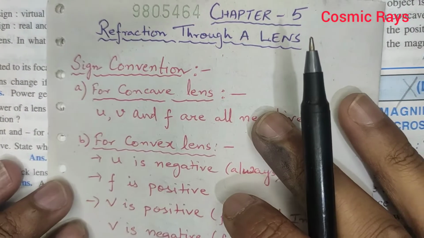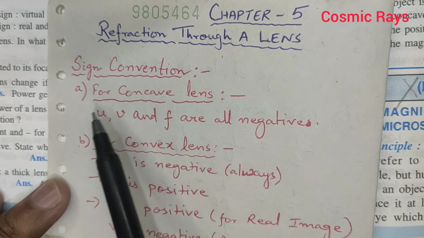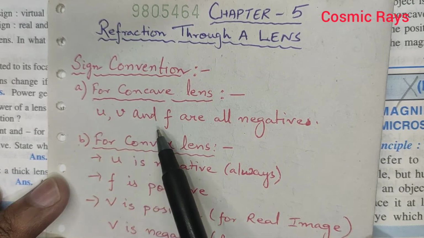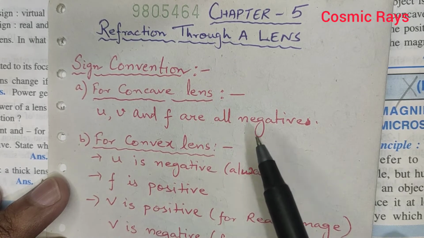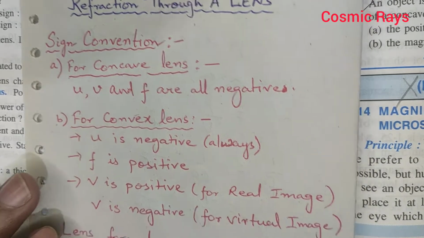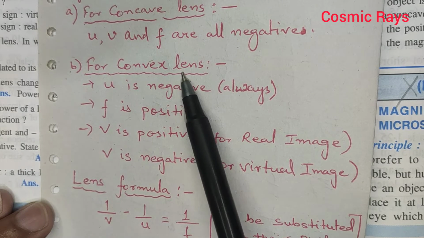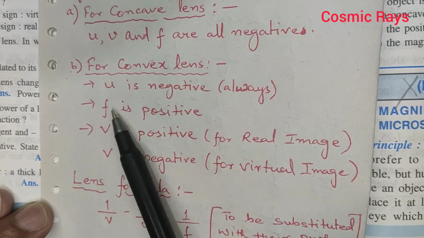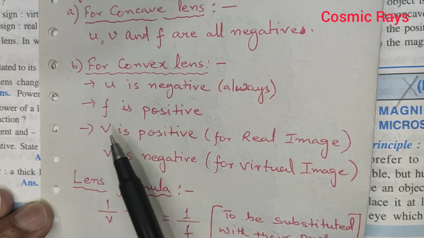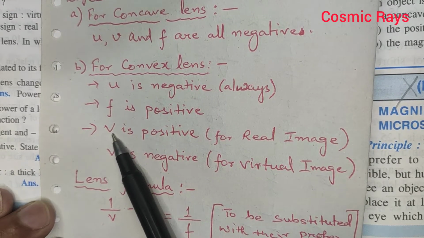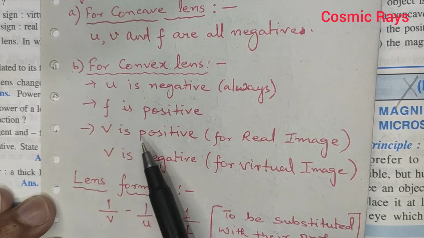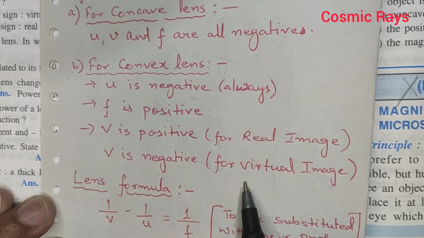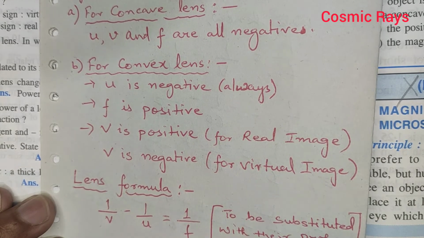First of all, the sign conventions. Now, for concave lens, all the values of u, v and f are negative. We have to keep this in mind. If the given lens is convex lens, then u is always negative, focal length is positive, v, that is the image distance, is positive for real image and it's negative for virtual image.